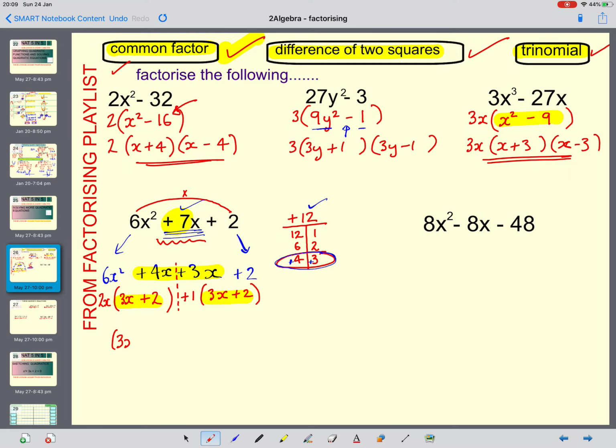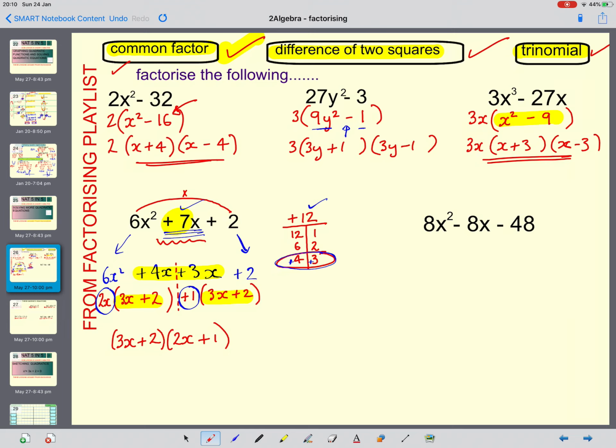So that bracket that's repeated forms one of your solutions, one of your brackets. And what is on the outside of the brackets forms your second bracket. So in your bracket it's going to be your 2x add 1. Okay. Next one, we've got 8x squared, take away 8x, take away 48.